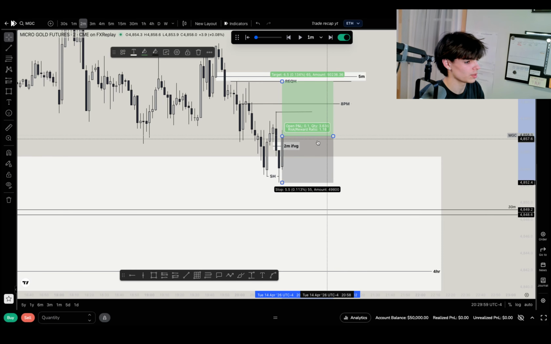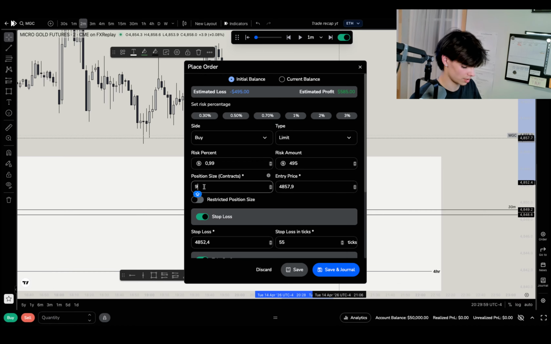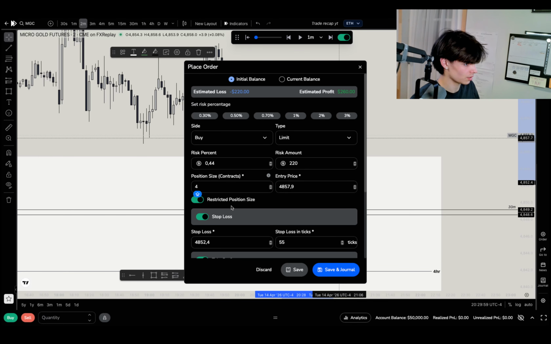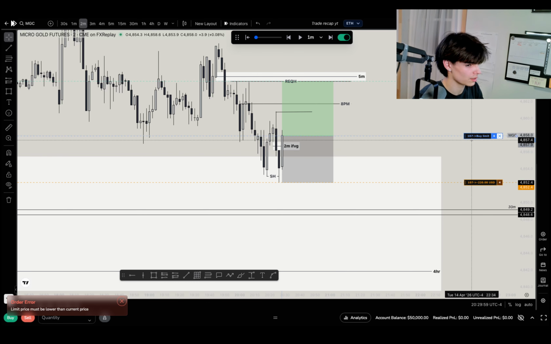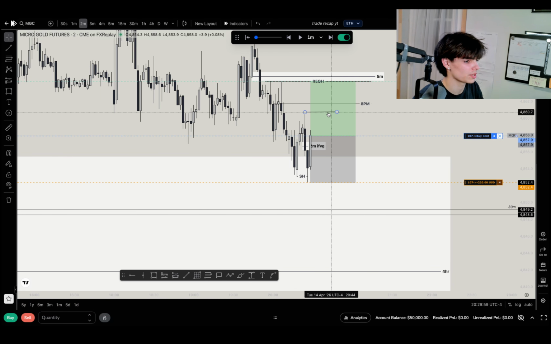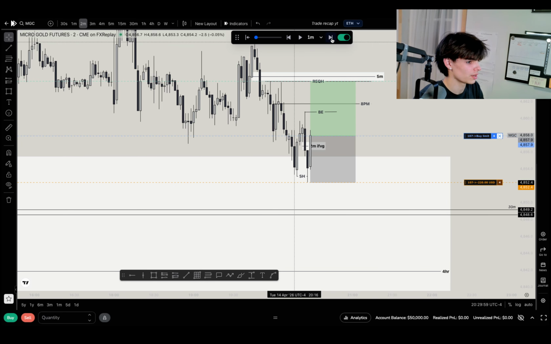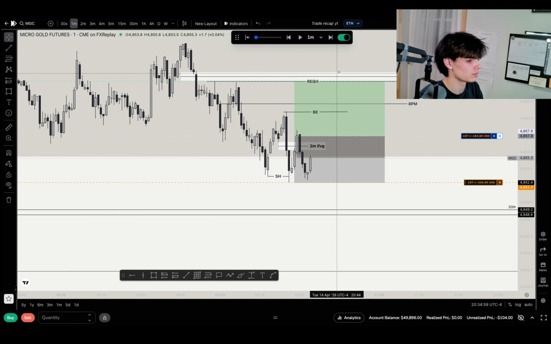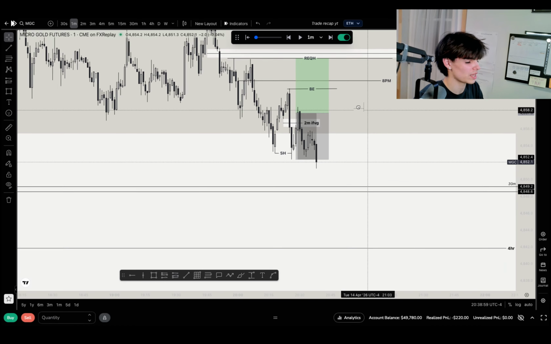So I basically banged an entry on this. Risked about, I think it was like 4 contracts. Yup, exactly 4 contracts. So that's the trade, exactly the trade I took. And then, pretty simple. Stopped out. All right, so that's basically it.